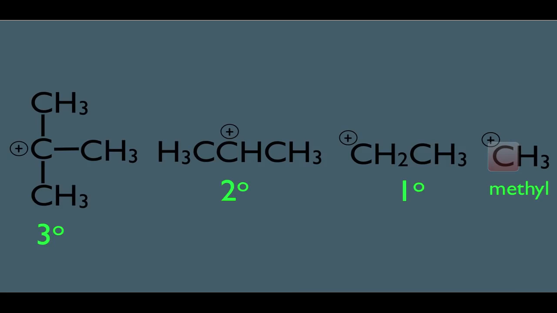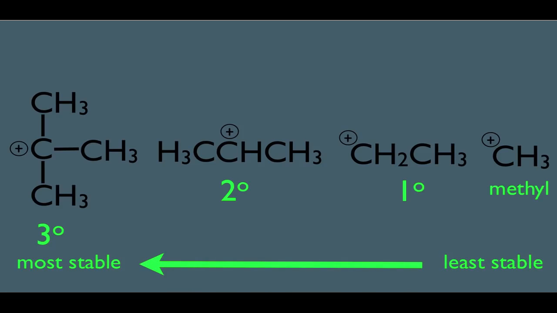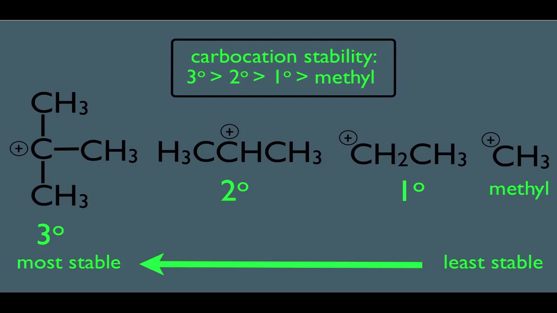And here is the trend that we need to put to memory. We're going to use this a lot in organic chemistry, and that is tertiary carbocations are the most stable, methyl are the least stable, and stability increases as you go from the methyl carbocation to the tertiary carbocation. And that is our trend. Now, let's first learn how to use this trend, and then we'll explain the trend.